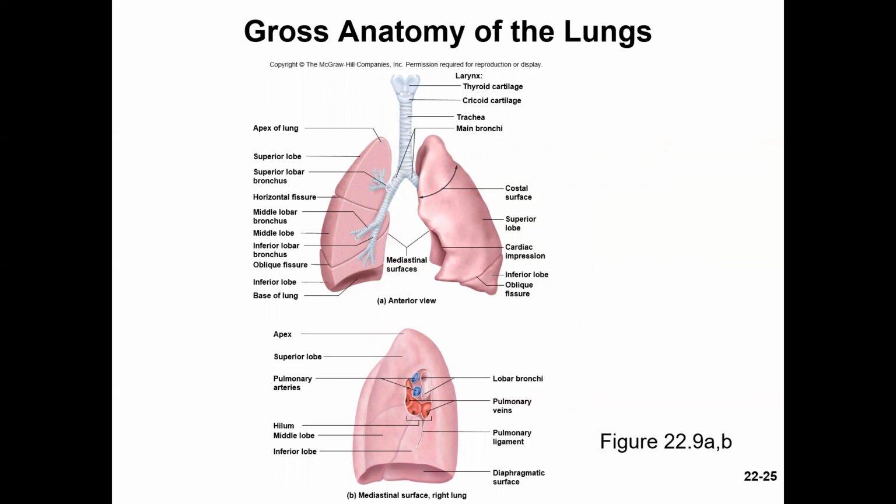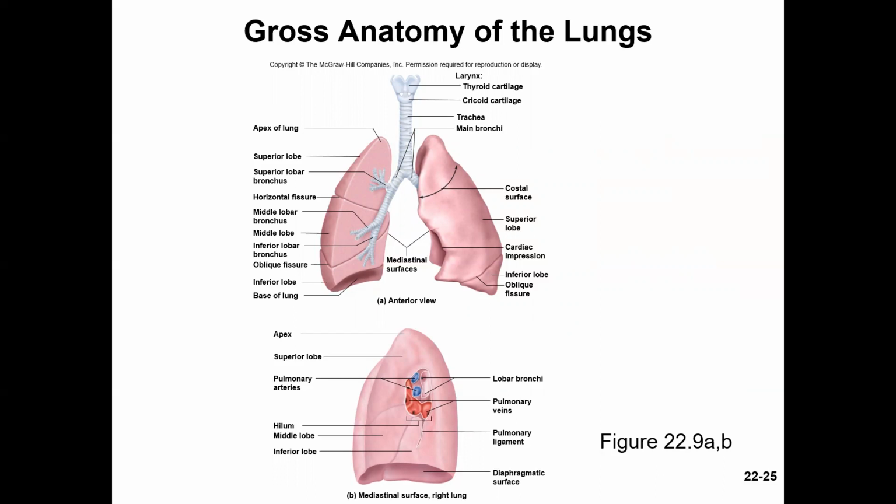We can see that, again, the right lung has 3 lobes, the horizontal fissure being the uppermost fissure, and then the oblique fissure being the lower one. On that left lung, we can see the cardiac impression where the heart will sit, and the fissure over there is also an oblique fissure, named for the angle. I think that's pretty easy to understand.